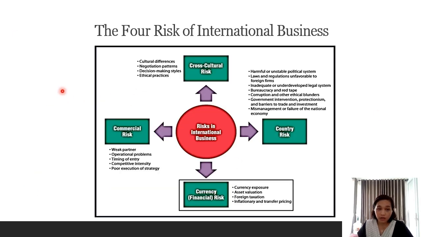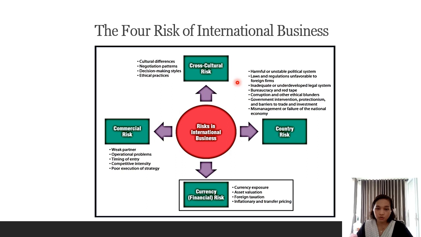We will also learn about the four risks in international business. It's about the cross-cultural risk. Informally, we were also being shared by one of our IPMI alumni who is now living in Qatar, and she shared about the cross-cultural risk that she has faced during her employment in Qatar.